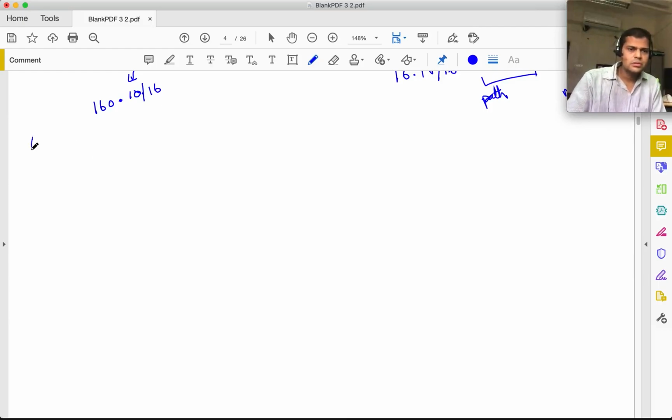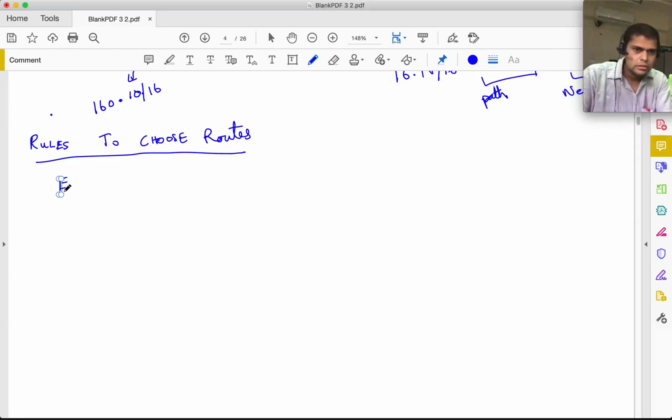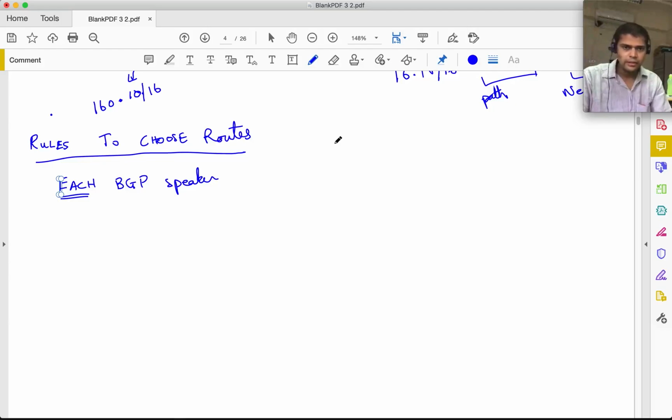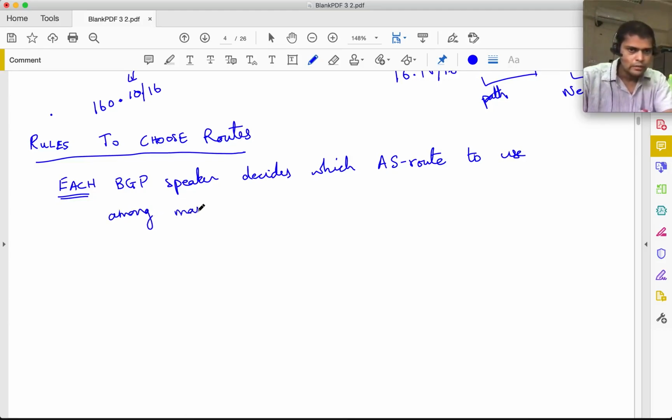So let's look at the rules to choose routes. So each BGP speaker uses the following rules to decide which particular route to use in case there are several advertisements for the same IP prefix. Okay, so each BGP speaker decides which AS route to use among many available for the same prefix.